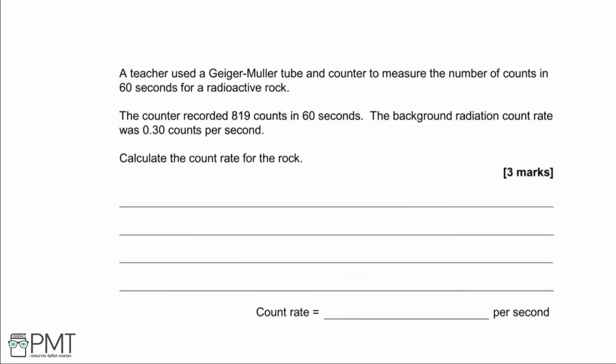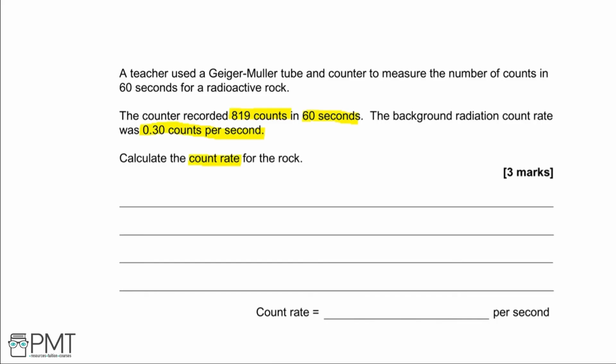A teacher uses a Geiger-Müller tube and counter to measure the number of counts in 60 seconds for radioactive rock. The counter recorded 819 counts in 60 seconds. The background radiation count rate was 0.3 counts per second. Calculate the count rate for the rock.